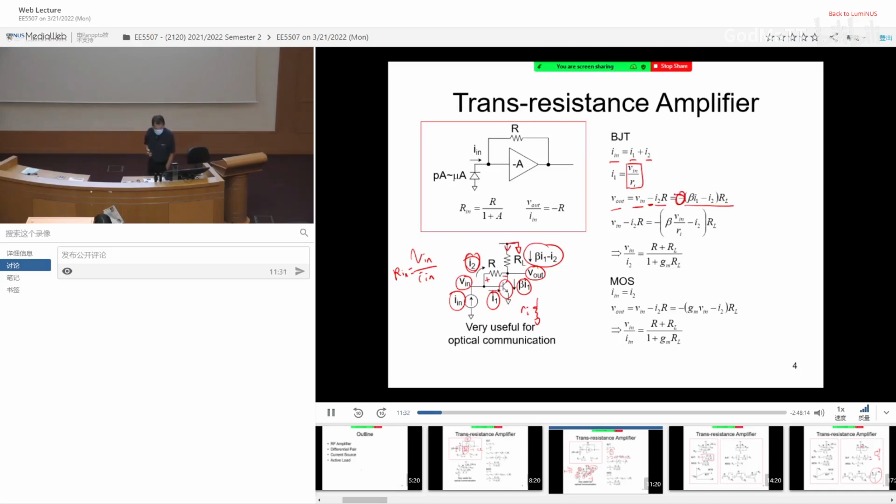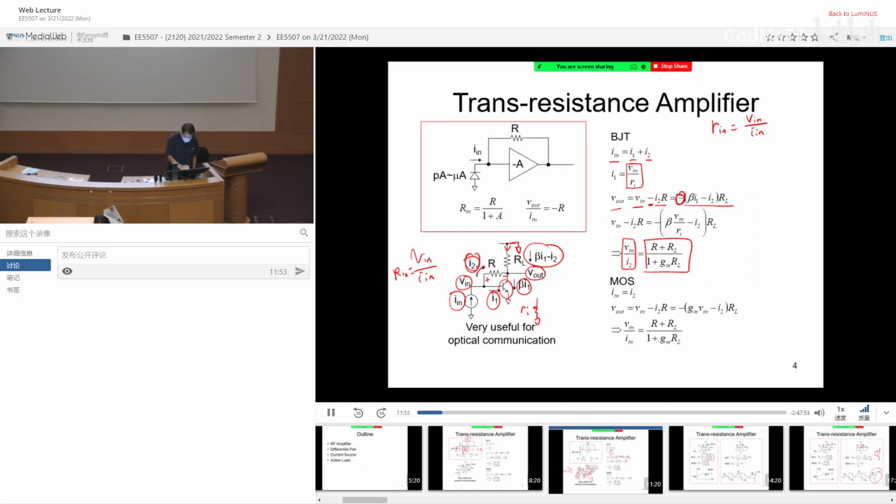After some algebraic manipulation, you obtain Vin over I2 given by this. That is not the full story, because remember, what is your Rin? Rin is equal to Vin over Iin.